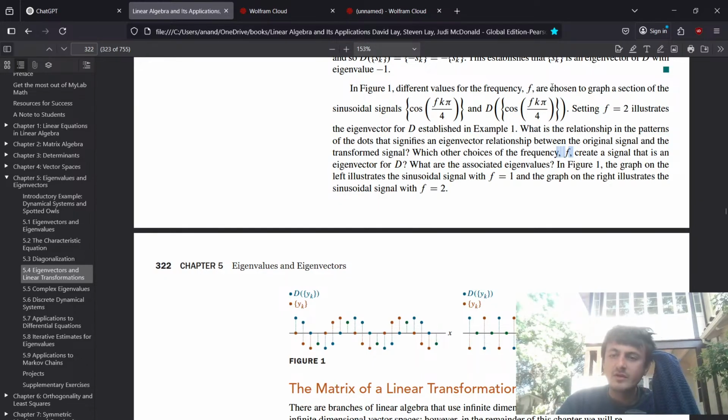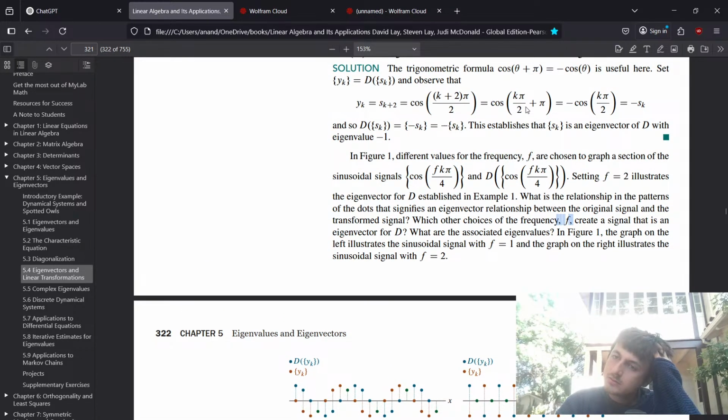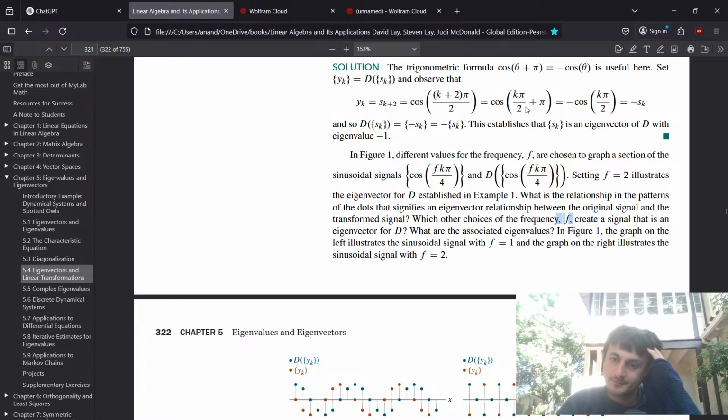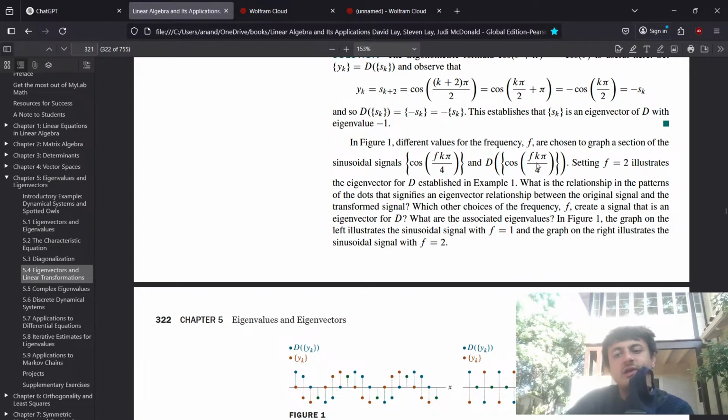I think if f was 4, because then it would just be the pi's, and so cos pi is minus 1, right? So then all of the terms would be minus 1 for all k. So that means that D of y_k would equal y_k. So okay, but then also 8, I think, if it was 2 pi.